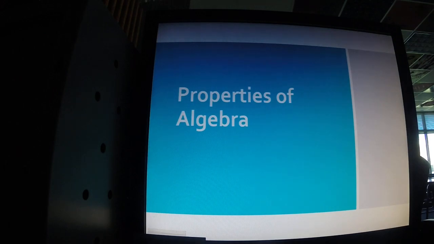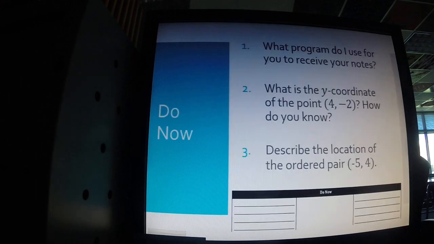And today we're going to be talking about the properties of algebra. So if I go to the very first screen, it says do now. So these are 3 problems that I want you guys to do. And you'll notice at the bottom, let me see if I can switch to a laser pointer here and then I can kind of show you. Okay, so then down here at the bottom, this is where you're going to do those problems.